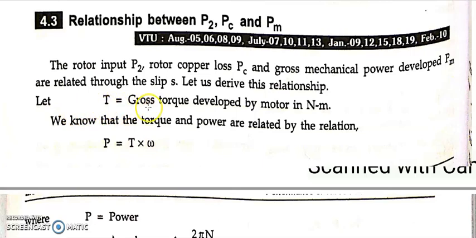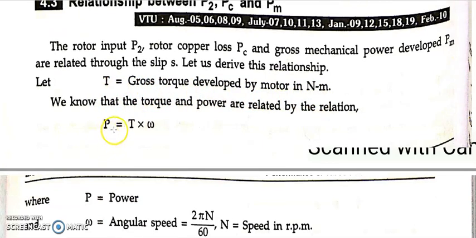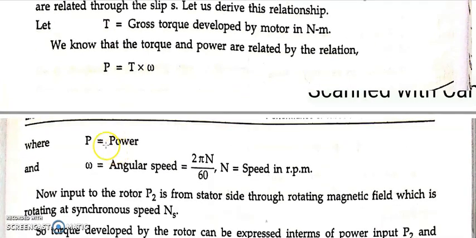By calling certain terminologies. We know that T is what? Gross torque developed by the motor. That is, it is in terms of Newton meter. So we know that this is the formula: P is equal to T omega. So this is the mechanical power, this is the gross torque, and this omega is what? Angular speed of the rotor. Where P is mechanical power developed, and angular speed is 2 pi n by 60, where n is speed in RPM.